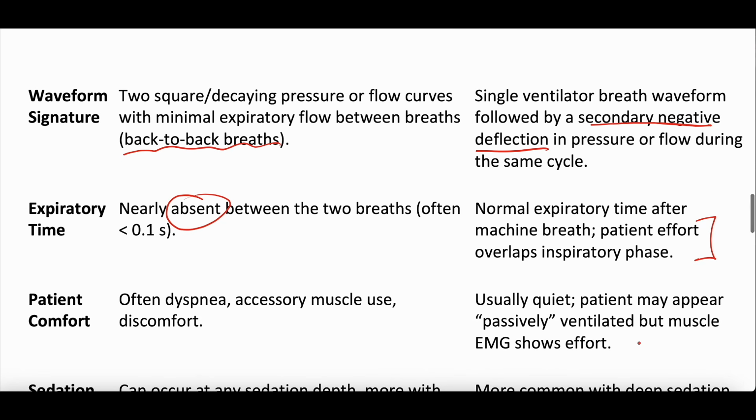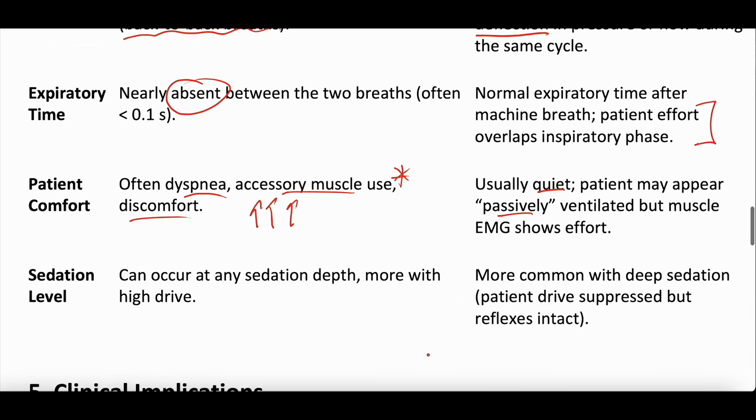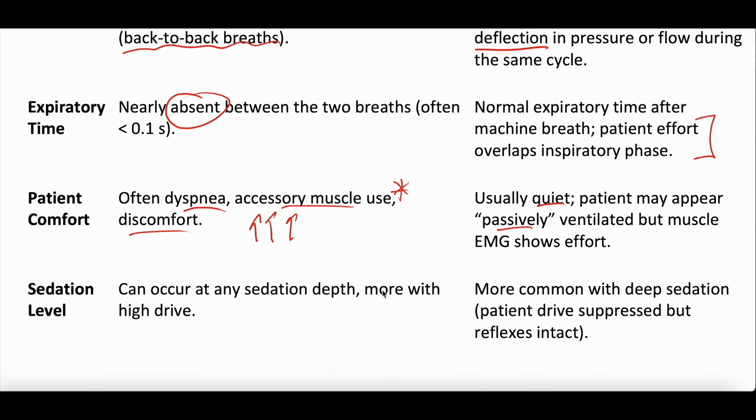All right, and then patient comfort. Patients who are double triggering often have dyspnea, accessory muscle use, and discomfort because their respiratory effort is increased compared to what the ventilator is giving them. Whereas patients who have reverse triggering are usually quiet, right? They might be passively ventilated. They might be deeply sedated. These patients do not have the degree of visual discomfort that patients with double triggering have. As for sedation, you can get double triggering at any sedation depth, and reverse triggering is more common with deep sedation, like we talked about.